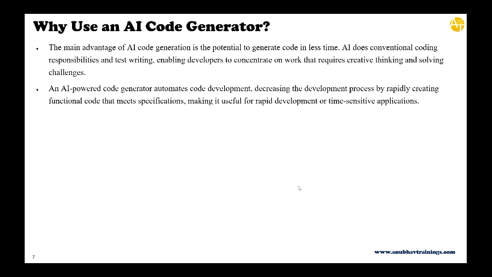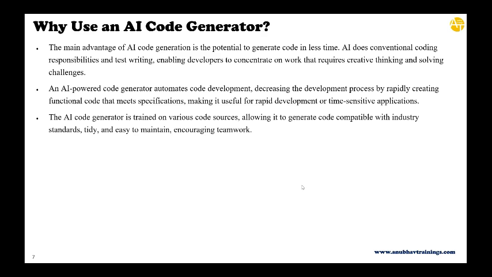An AI powered code generator automates code development, shortening the development process by rapidly creating functional code that meets the specification, making it useful for rapid development and time-sensitive applications. An AI code generator is trained on various code sources, allowing it to generate code compatible with industry standards, tidy and easy to maintain, and encouraging teamwork.